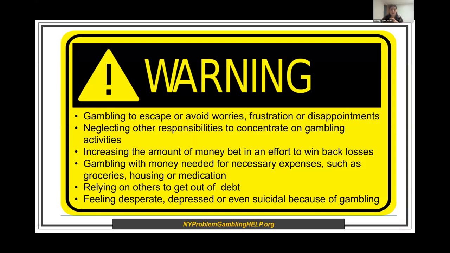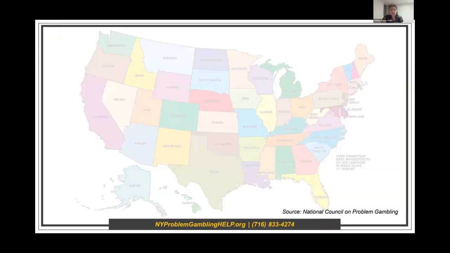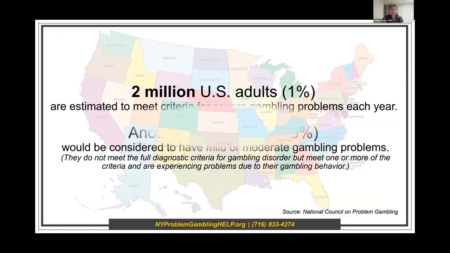Are they neglecting other responsibilities because of the way they're gambling, gambling with money for necessary expenses, relying on others to get out of debt, and feeling desperate, depressed, or even suicidal because of their gambling, right? These are all things to look for that indicate that gambling has definitely become a problem for somebody, and it may even be gambling disorder. So those are some things to keep in mind if you're concerned about somebody you love.